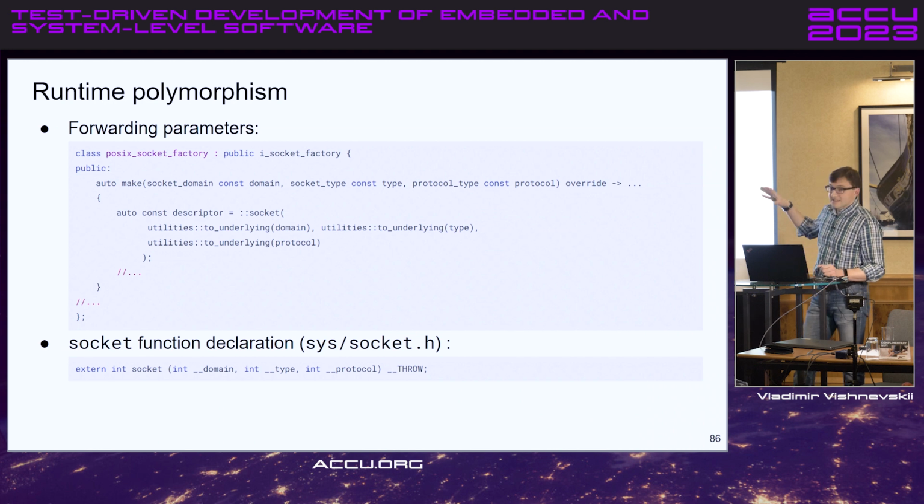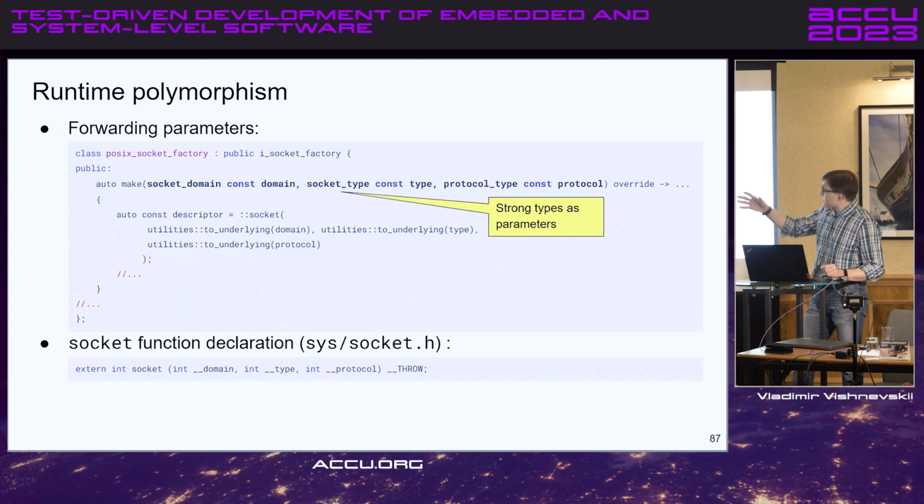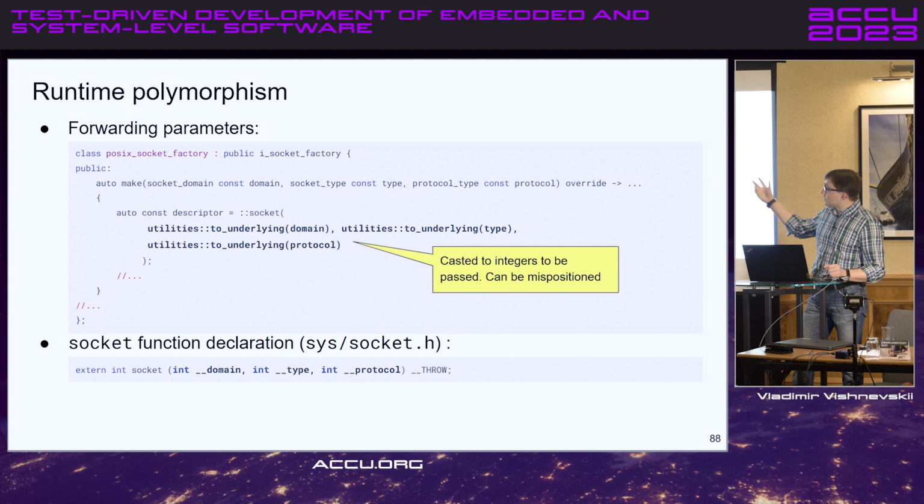So some form of a socket factory, and we have here some fortified interface with strong types. Those are scoped enums that are mutually not compatible. But the problem is that to inject this into the low-level code, we need to convert it into plain types. As a result, here it's correct, but we can just misposition them.